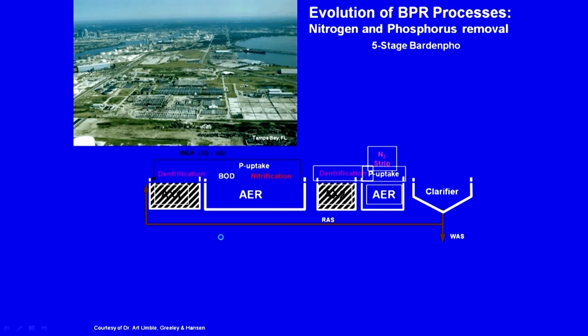And then the evolution of the BPR process. Earlier for nitrogen removal, we looked at the 4-stage Bardenpho process. For nitrogen and phosphorus removal, we see something called the 5-stage Bardenpho process. So, let us look at what this is about. Earlier, I think this was our 4-stage Bardenpho process.